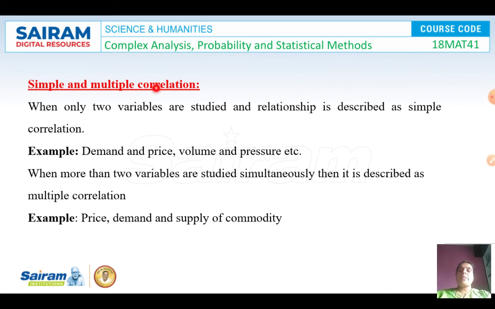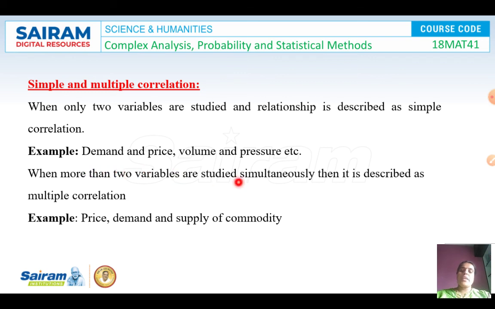Simple and multiple correlation is another way. When only two variables are studied, we say it is a simple correlation. If the relation is studied among more than two variables, then it is a multiple correlation. A best example for a simple correlation is demand and price. As the demand increases, price also increases. As volume increases, the pressure increases. So volume and pressure are studied together. There are only two categories we have considered, therefore it is a simple correlation.